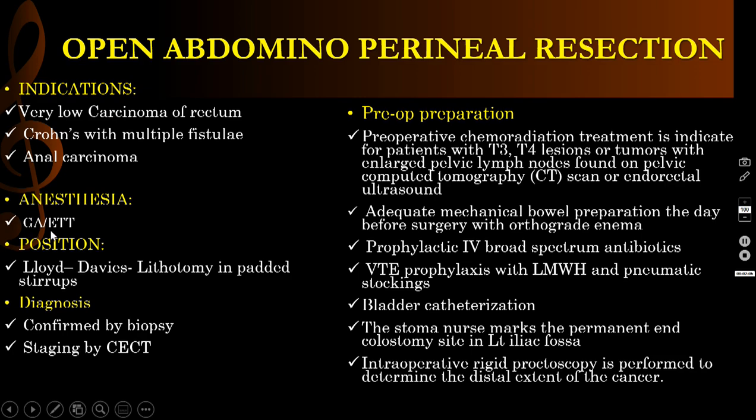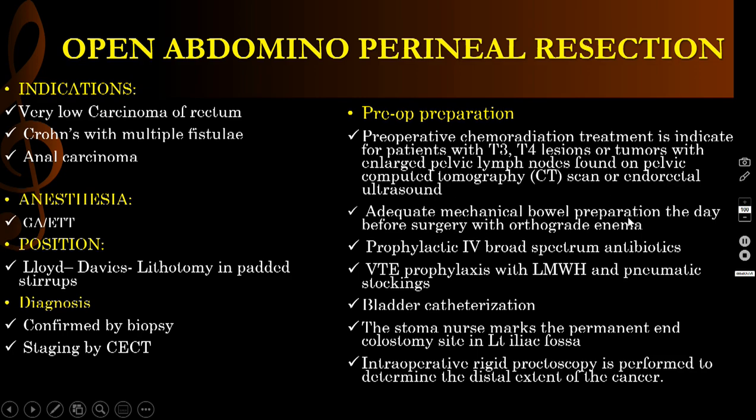Anesthesia: you have to give general anesthesia with endotracheal intubation. You have to put the patient in Lloyd Davis modified lithotomy position in padded Allen stirrups. Diagnosis should be confirmed by biopsy and staging should be done by contrast enhanced CT. Coming to pre-op preparation, pre-op chemoradiation treatment is indicated for patients with T3 and T4 lesions or tumors with enlarged lymph nodes that can be found out by the pelvic CT scan or endorectal ultrasound.